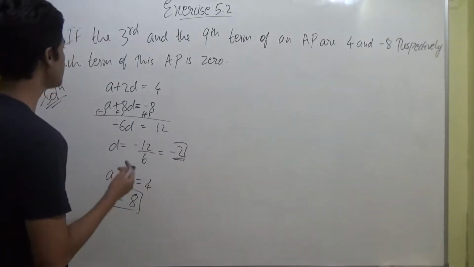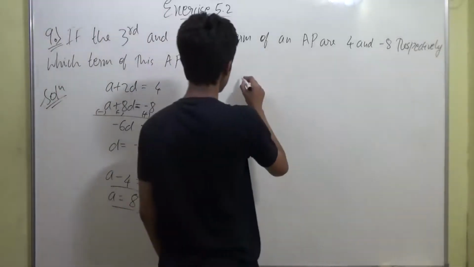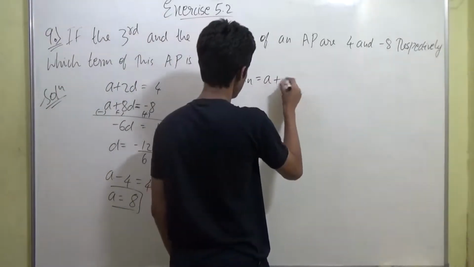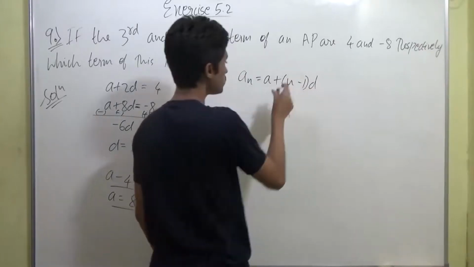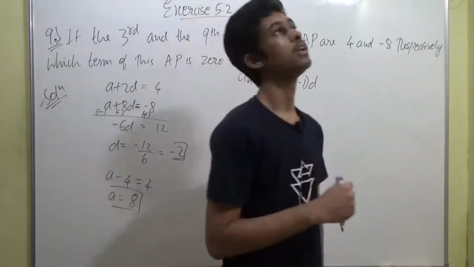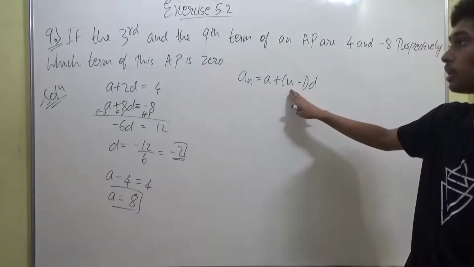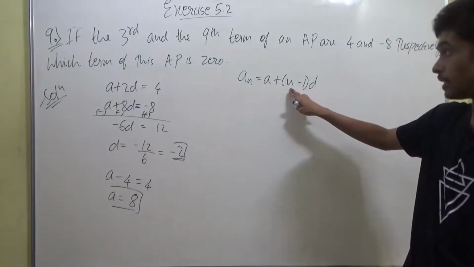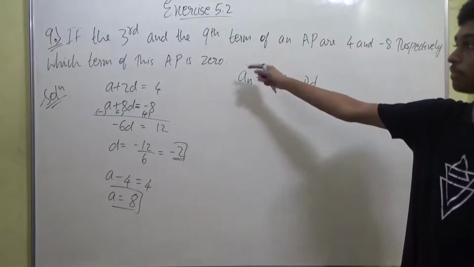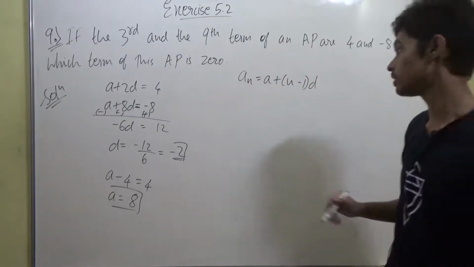Now we have to check whether any term is 0. Okay, so we'll apply this formula now. A plus n minus 1 into d. While putting a of n as 0, we have to see whether n will come as a natural number. If it comes as a natural number, we'll say that there is a term in this AP which is 0. Getting it, guys? That's the concept.